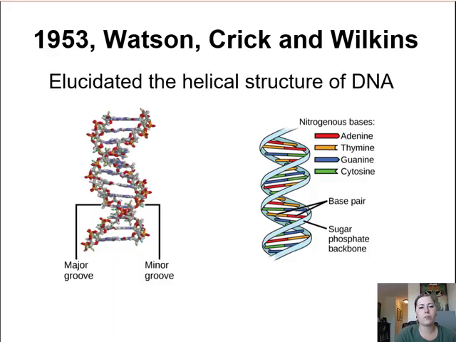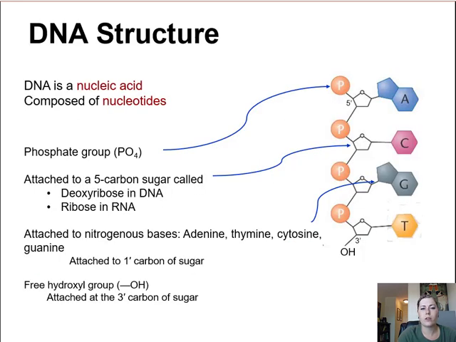Then, in 1953, Watson, Crick, and Wilkins, along with the help of Rosalind Franklin, discovered the helical structure of DNA. Now, we've already covered a lot of the structure of DNA, so we're not going to go too in-depth over it again, but just as a review, we'll cover it.